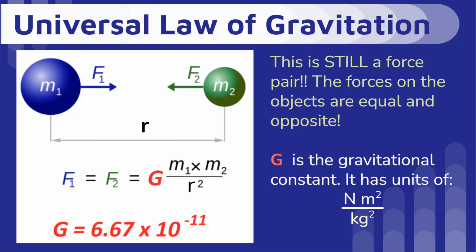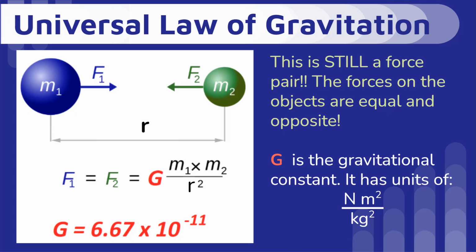that's R squared. If we look at the units for G, it means that our masses have to be in kilograms so that they can cancel that kilogram squared down there, and that our distance of separation, R, needs to be in meters so that it can cancel that meters squared, leaving us with just newtons remaining.